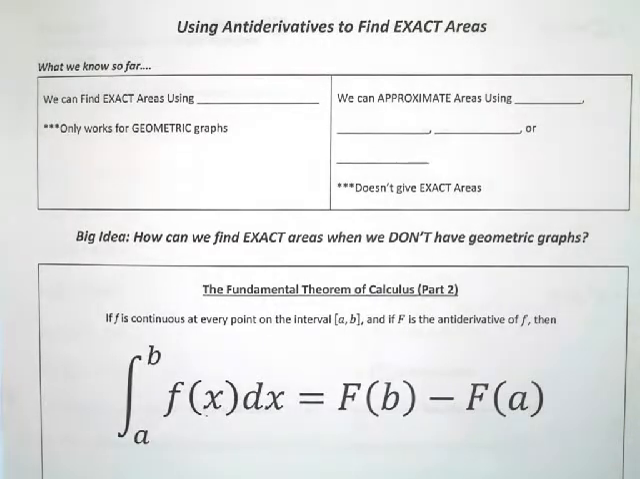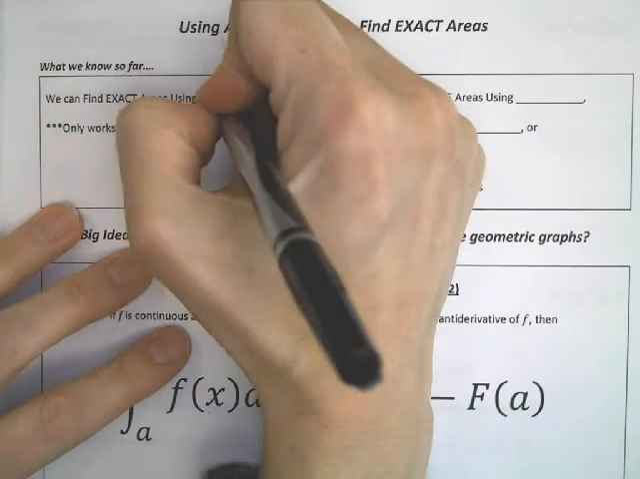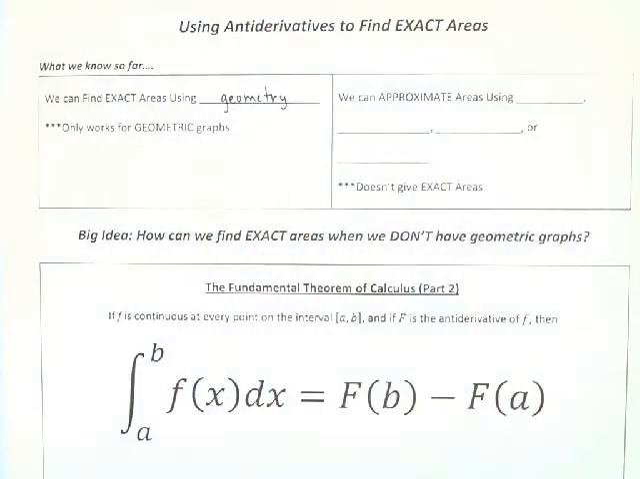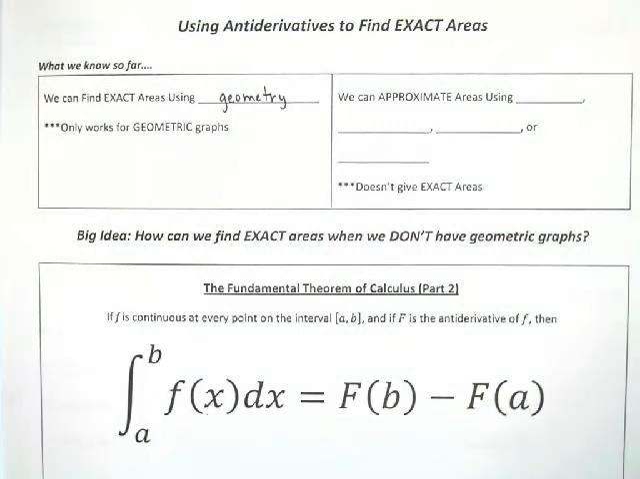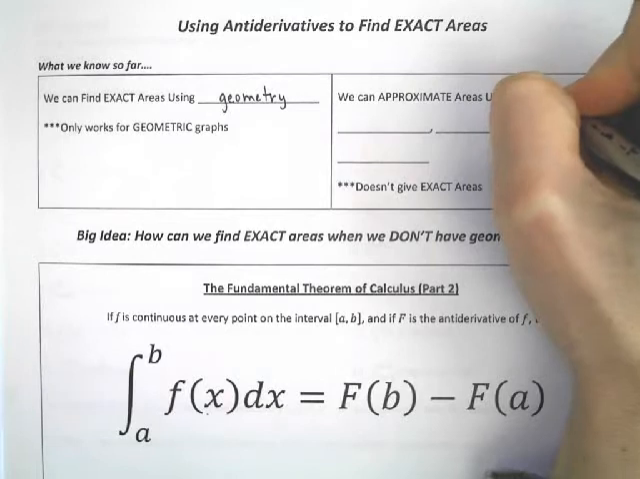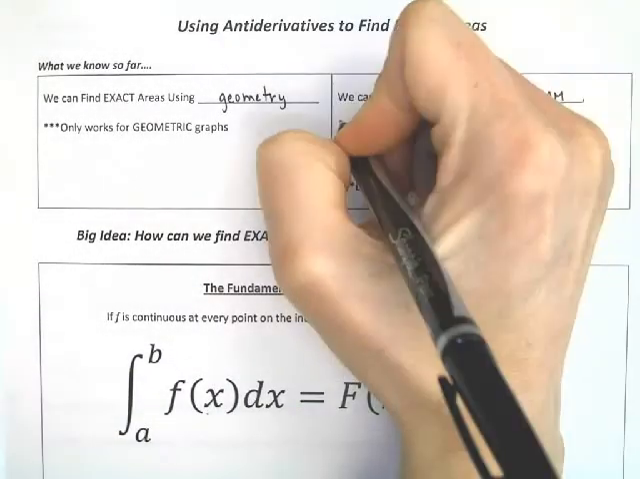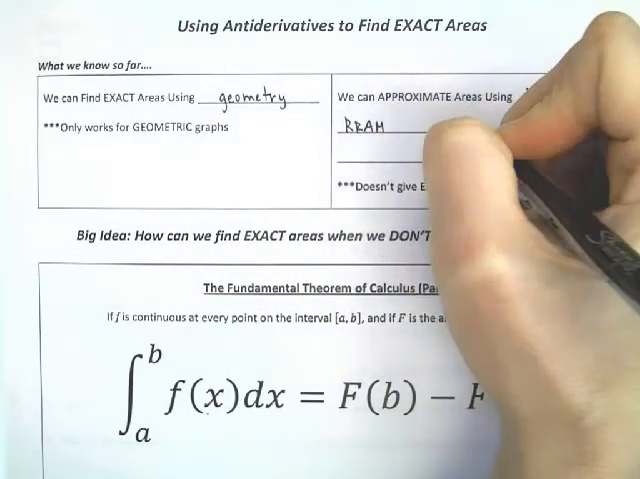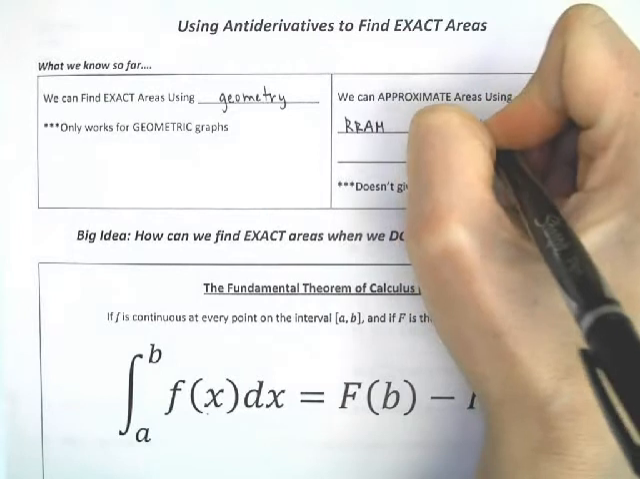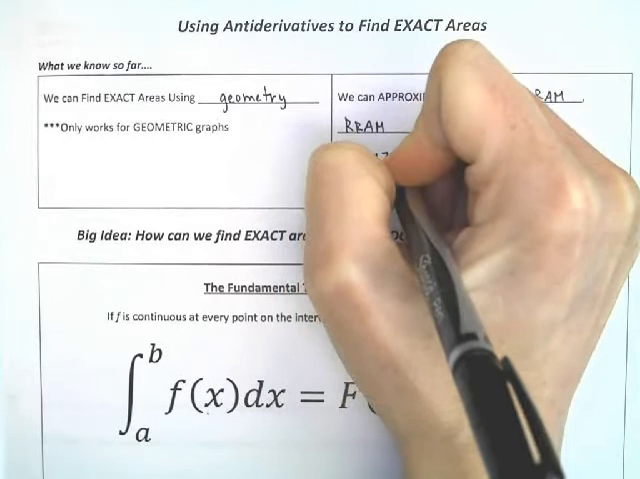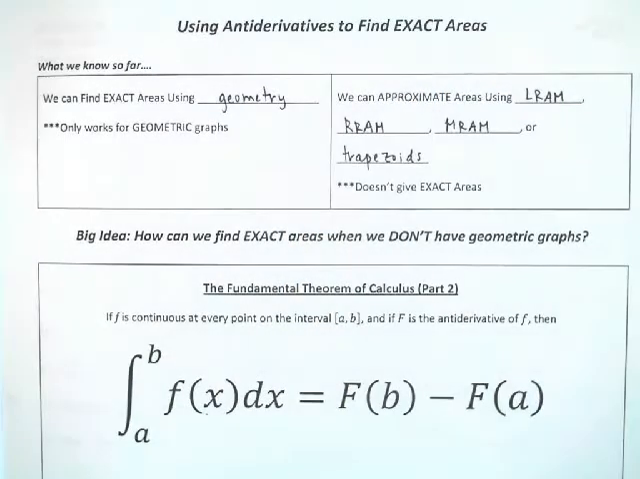So far, we knew that we can find exact areas using geometry. Right? But we are pretty limited there because it only works for geometric graphs. We also learned that we can approximate areas using our rectangular approximation methods, MRAM, and our trapezoidal rule. But again, that was just approximation. It didn't give us exact areas.